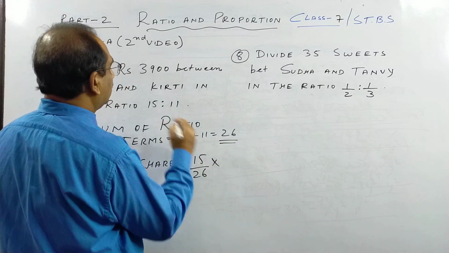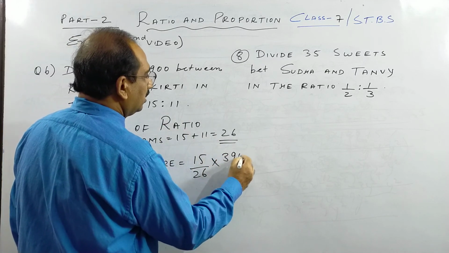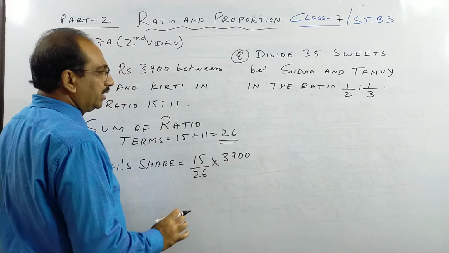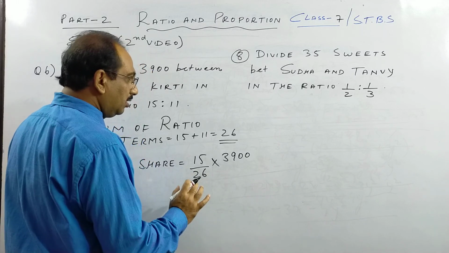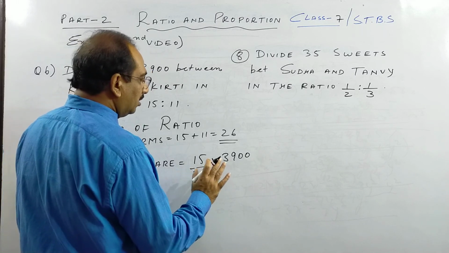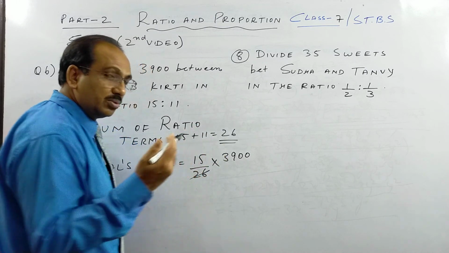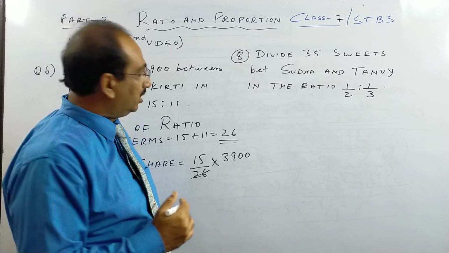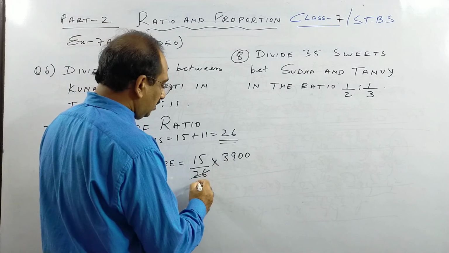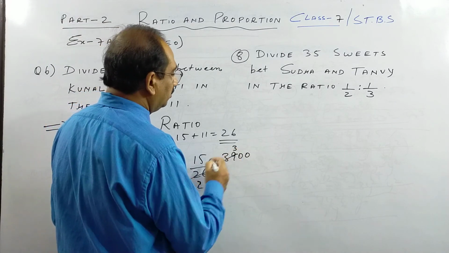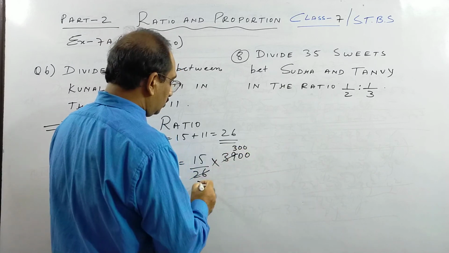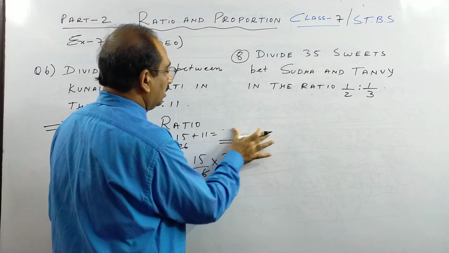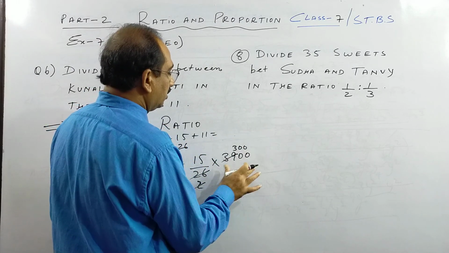So 15 by 26 into 3900. Out of the total he will get 15 parts out of 26. This cancellation looks hard, but it is not that hard, as it is the 13 table. That's why I told you earlier also, children, you must be good at tables up to 20. 13 2s are 26, 13 3s are 39. So finally I am writing the 26 here so that there won't be confusion.